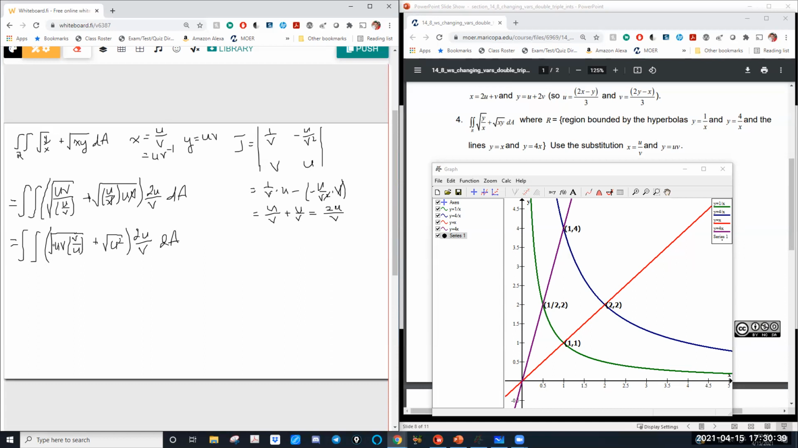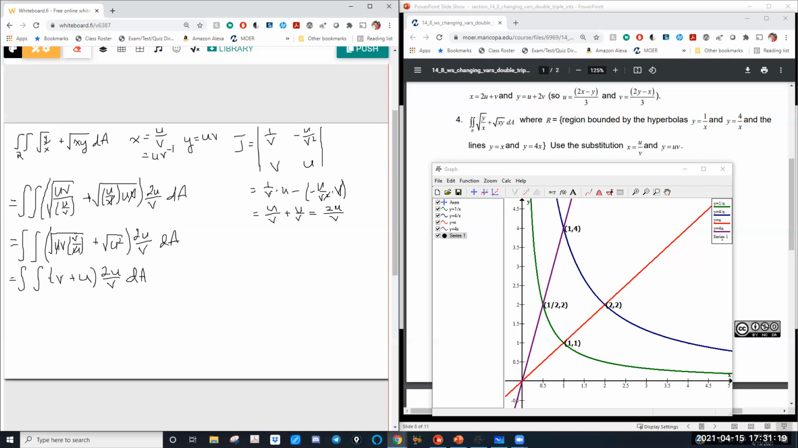Something real similar that happened here is going to happen here. And here we're going to end up with square root of v squared. So after all is said and done, this becomes square root of v squared, which is v. And we got square root of u squared, which is u. And then 2u over v dA. Now, before we go to integrate, we'll want to distribute this, but let's go ahead and talk about finding our limits, because that's really the last key to this and is a little tricky the first time you do it.